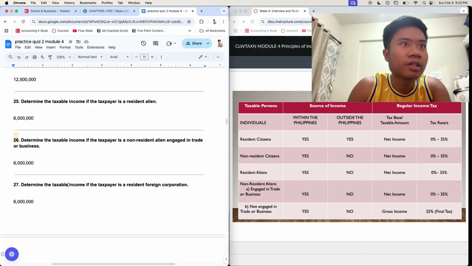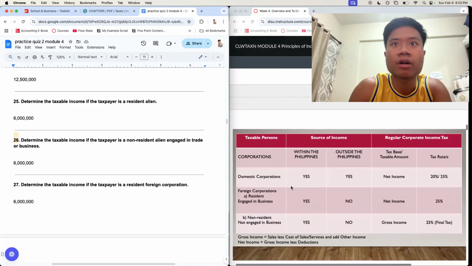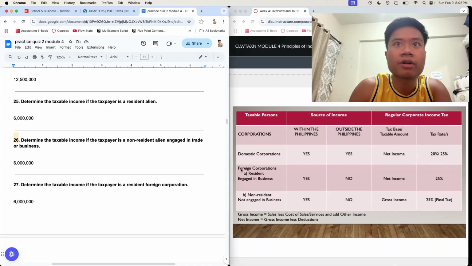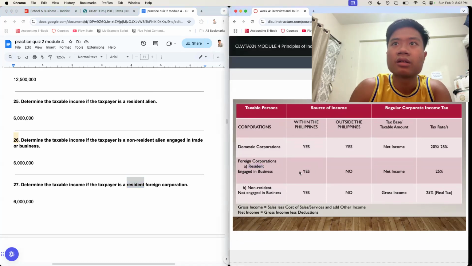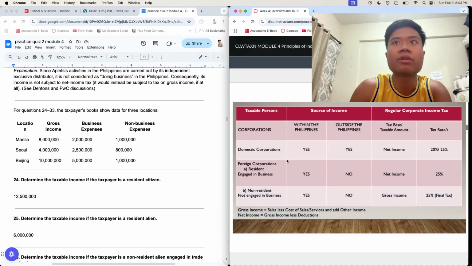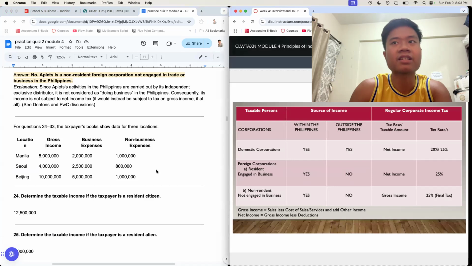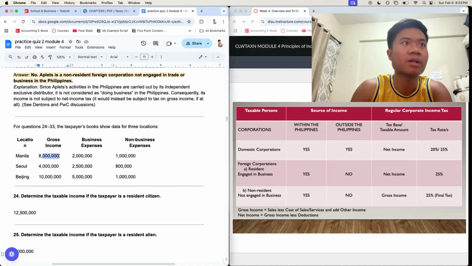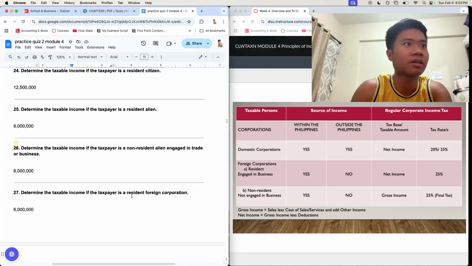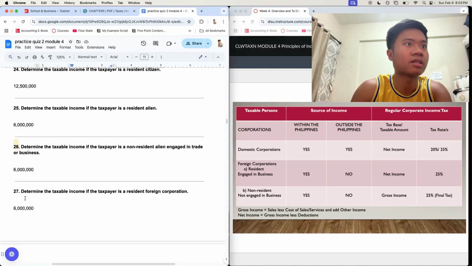Next, determine the taxable income if the taxpayer is a resident foreign corporation. So we just have to find where that is. So it says here, foreign corporations, resident engaged in business, non-resident not engaged in business. We're looking for resident, so we choose this row. Within the Philippines, yes. Outside the Philippines, no. Net income, 25%. So we just have to find the net income of within the Philippines. So 8 million minus 2 million is 6 million.